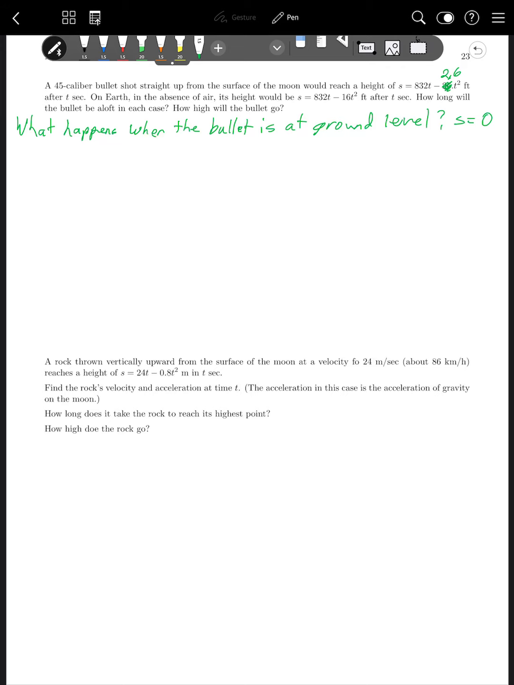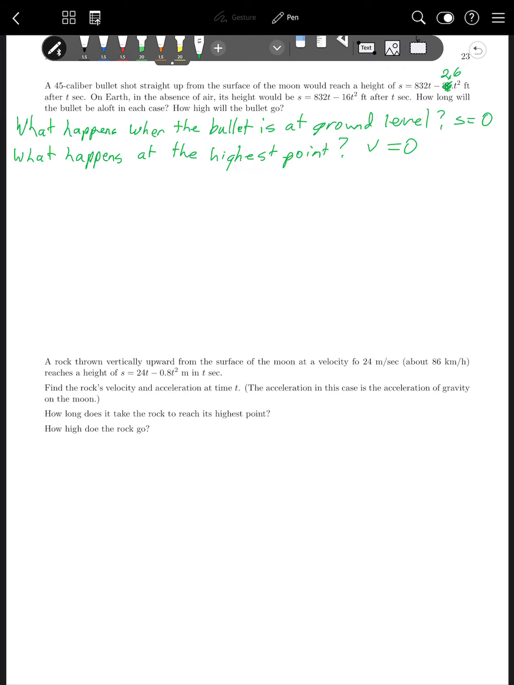To answer how high the bullet will go, we need to know what happens at the highest point. If you throw something up into the air, when it reaches that top point, it turns around, right? It was going up and now it's coming back down. What did we say in the last set of problems happens when you change direction? The velocity is equal to 0.